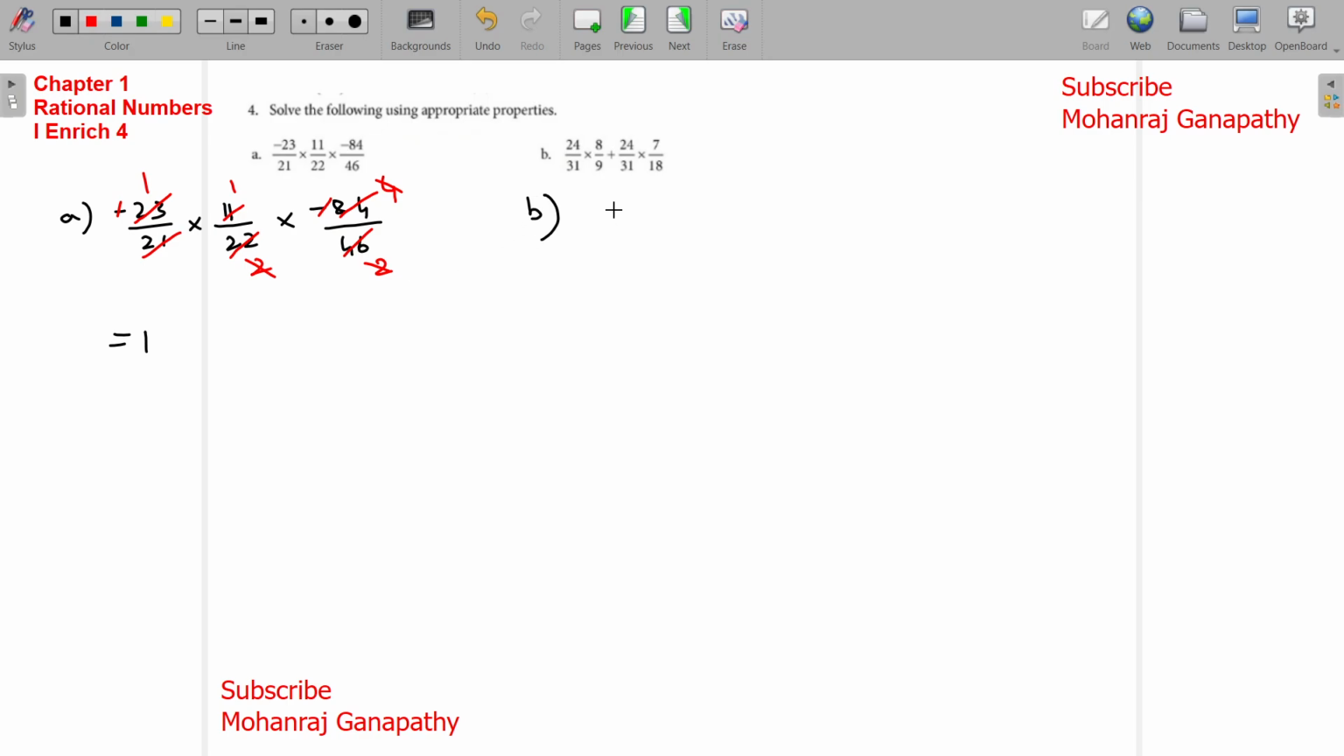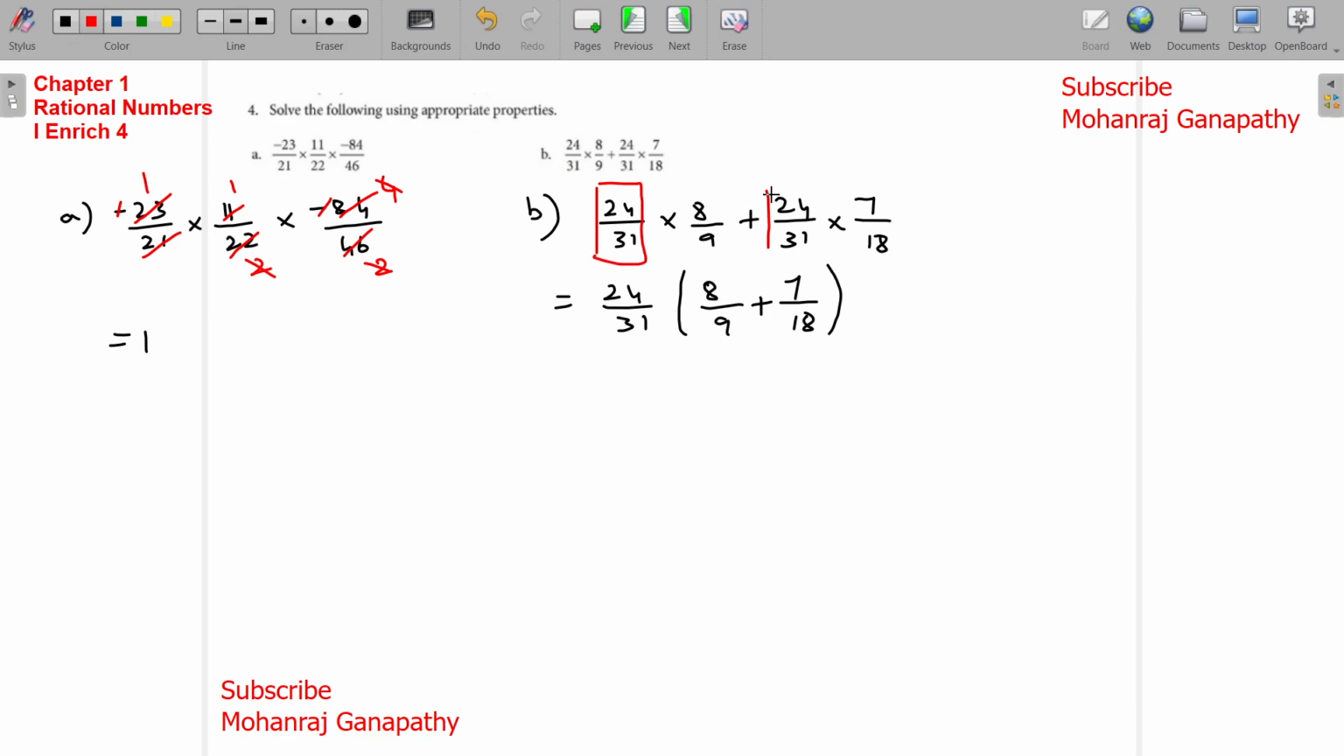B. 24 by 31 into 8 by 9 plus 24 by 31 into 7 by 18. What property is used here? Distributive property. 24 by 31 into 8 by 9 plus 7 by 18. See, 24 by 31 is common for both the terms. That is, A into B plus C is equal to A into B plus A into C. That is what is mentioned here.